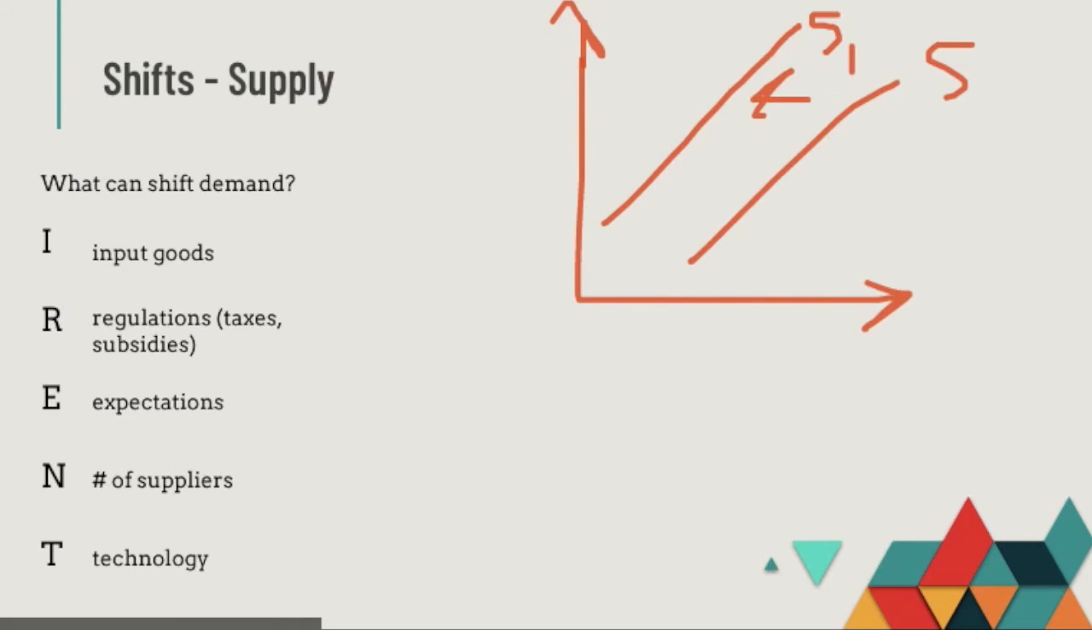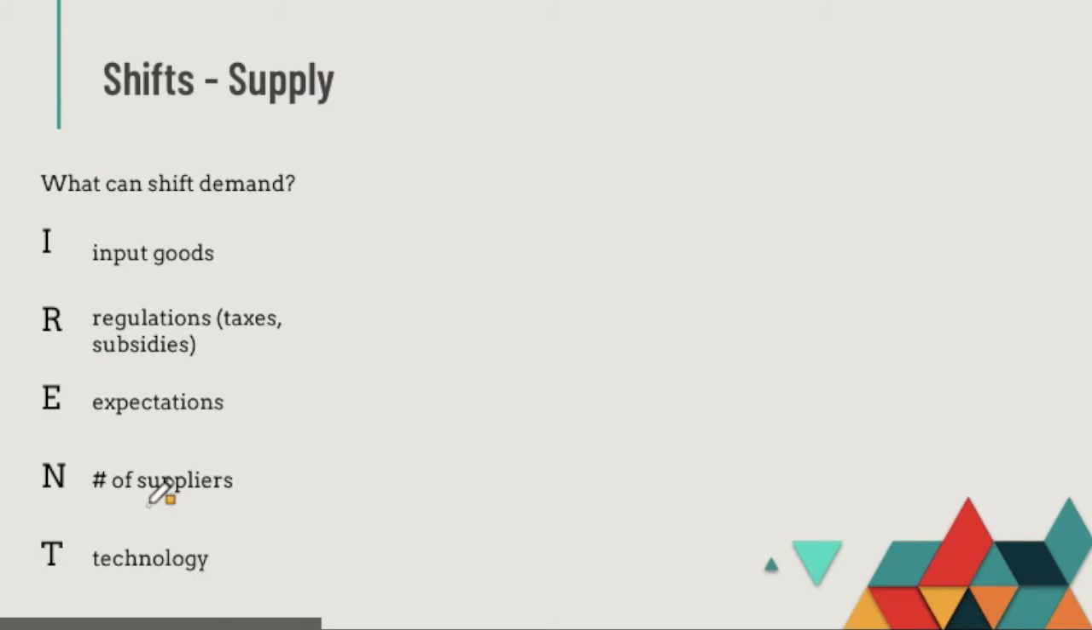Number of suppliers is exactly what that is. If you're making a supply and demand graph for, let's say, pizza, and 3 more pizzerias open in a town, you're going to have more supply of pizza.